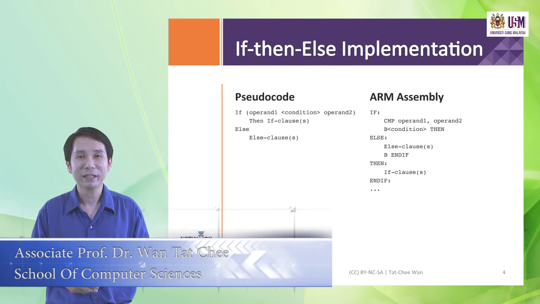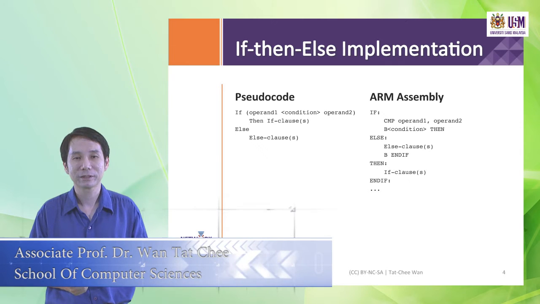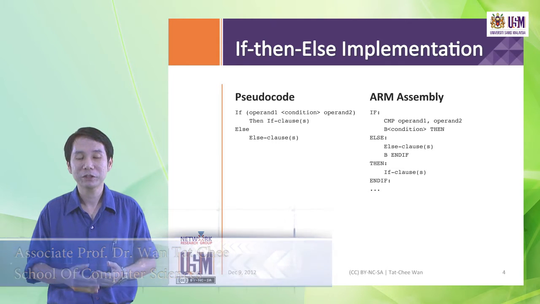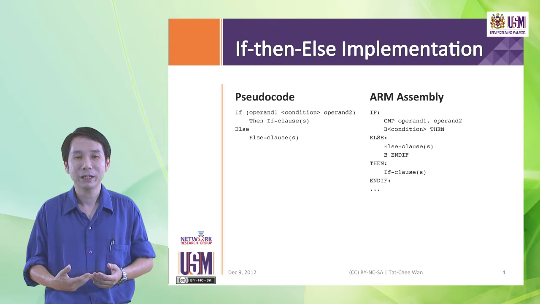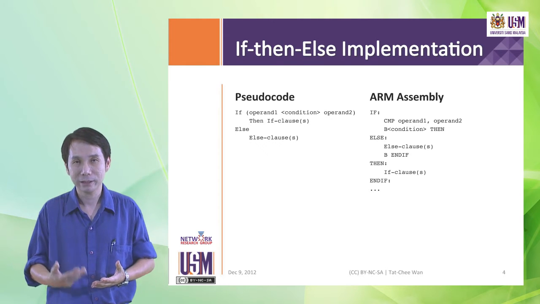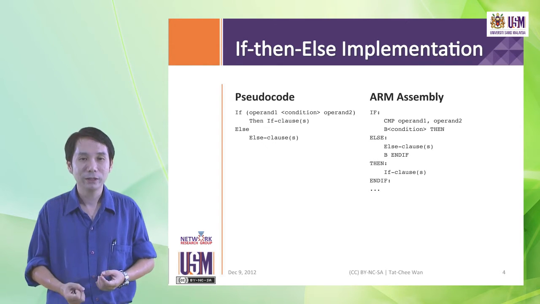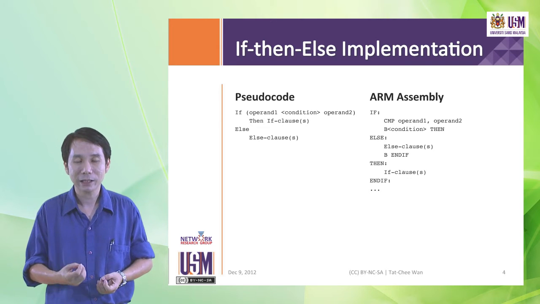We first look at how we can implement if, then, else statements. On the left, we have the pseudocode, which is basically C code for implementing if, then, and else. Here we have an if operand 1 condition operand 2, which is basically an expression that satisfies a certain logic output. If that expression is true, then we will execute the if clause. Else, if the expression is false, we will execute the else clauses.